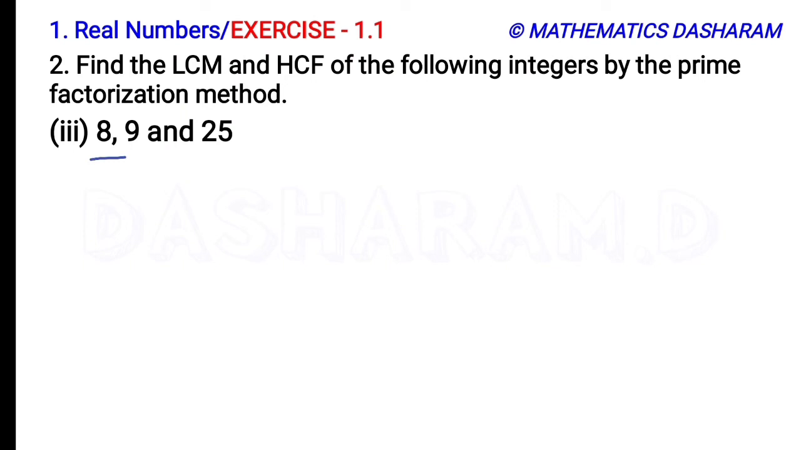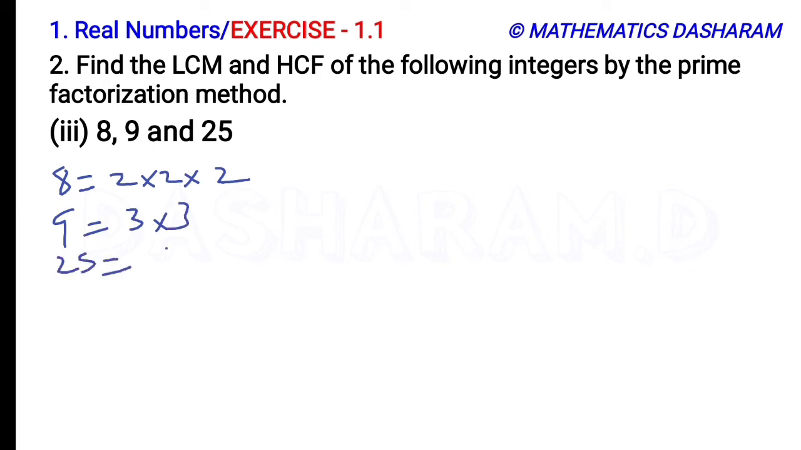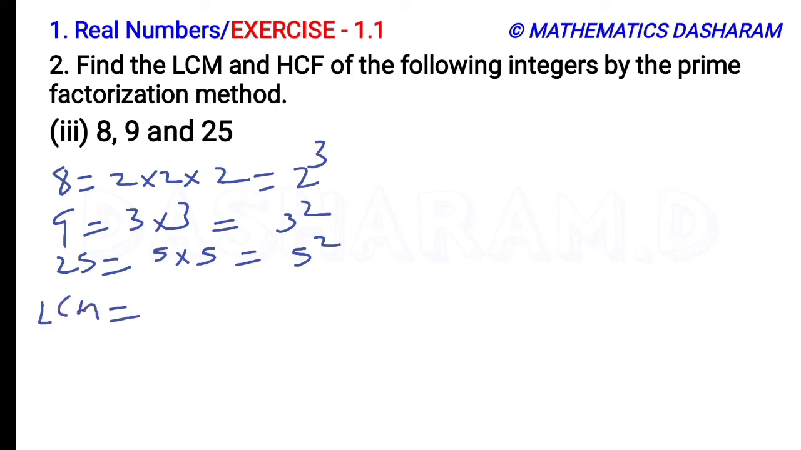Third question, 8, 9 and 25. Here 8 can be written as a product of prime factors, 2 into 2 into 2. 9 equals 3 into 3, 25 equals 5 into 5. 2 into 2 into 2 is 2 cube, 3 into 3 is 3 square, 5 into 5 is 5 square.